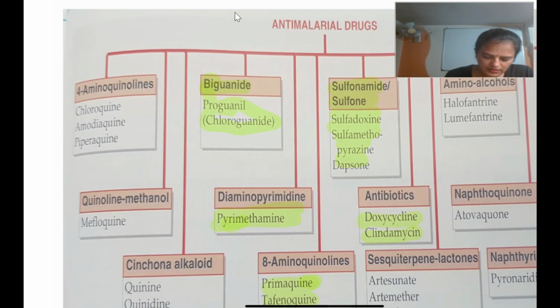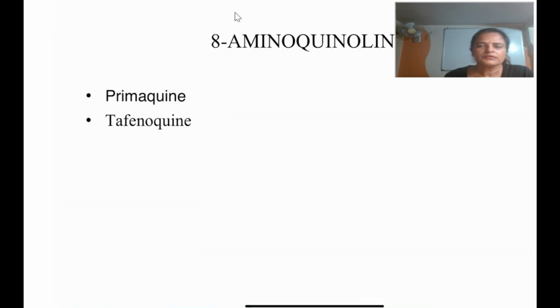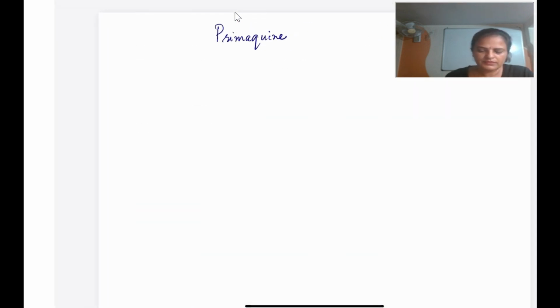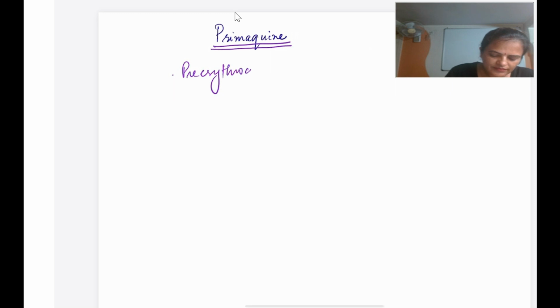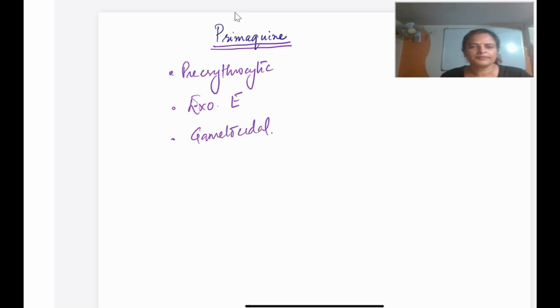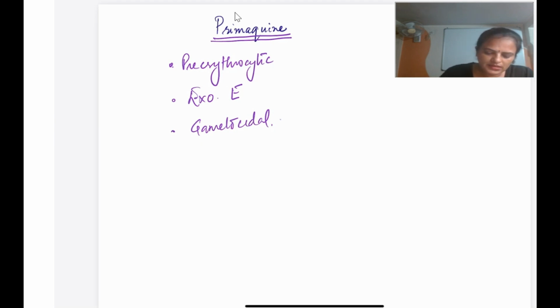So coming to the first one, the 8-aminoquinolines. Under this category, we have two drugs, Primaquine and Tafenoquine. Primaquine, as I have told in the previous two videos, is going to act at three places: pre-erythrocytic, then exoerythrocytic, then gametocidal. Okay, so it is a tissue schizonticide as well as it has a gametocidal action.